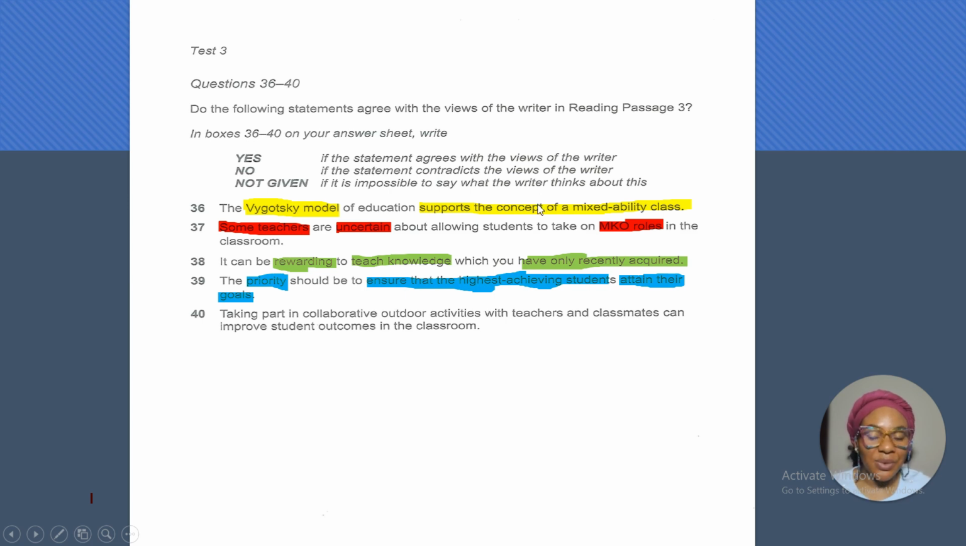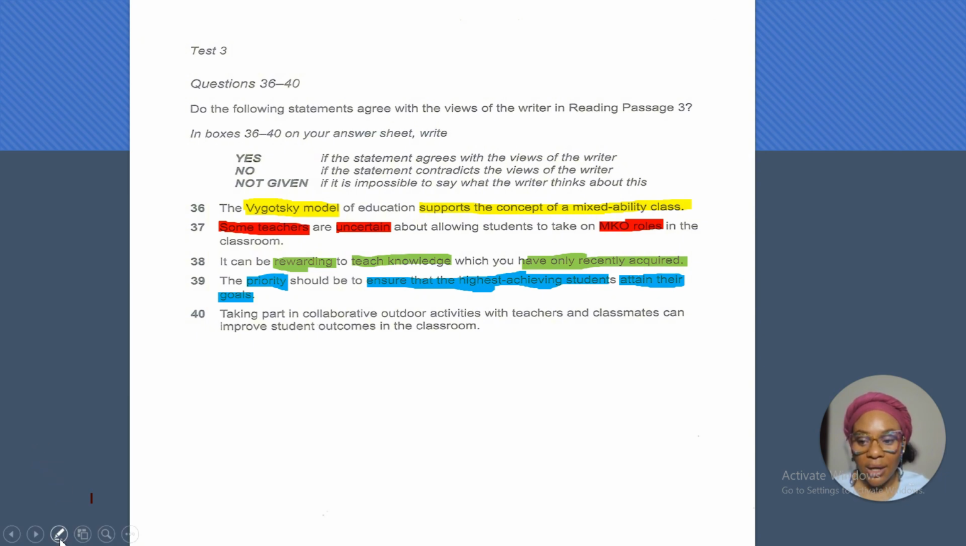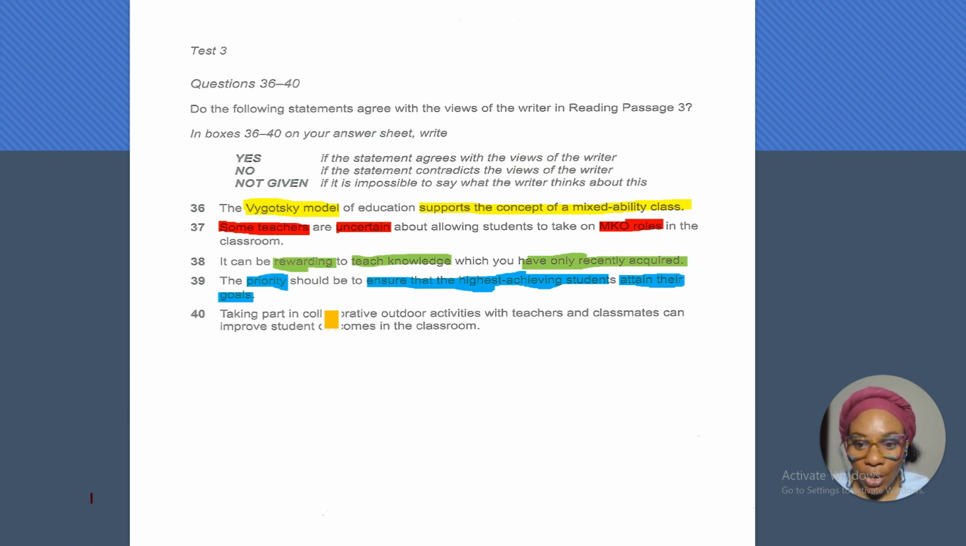So number 38 is what? Yes. Now, 39. The priority should be to ensure that the highest achieving students attain their goals. So that should be the priority. That's what the statement is saying, right? Okay. Now, what do we do next? We look at number 40. Always keep the next question in mind. All right, we look at number 40. So, taking part in collaborative outdoor activities with teachers and classmates can improve students' outcome in the classroom.